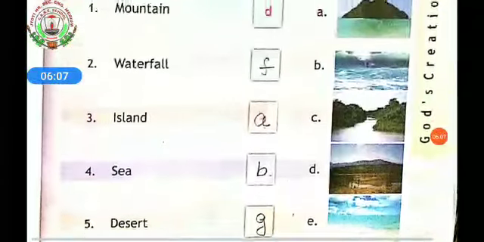Next is ocean. Ocean, how do we spell ocean? O-C-E-A-N, ocean. Ocean is a large area of water. Oceans are very big and they join smaller seas together. Oceans are very large areas of water. बहुत बड़ा हिस्सा होता है पानी का and we call it in Hindi महासागर. क्या बोलते हैं in Hindi? We call it महासागर. Now let us do the matching.